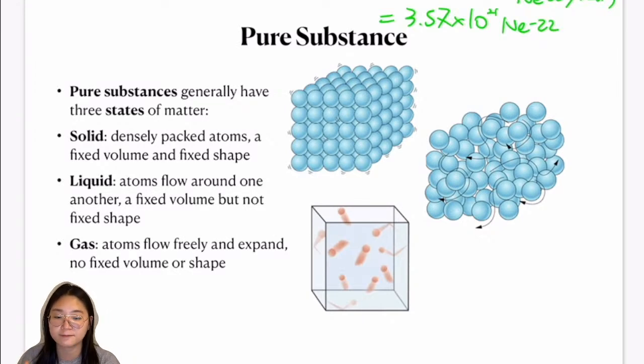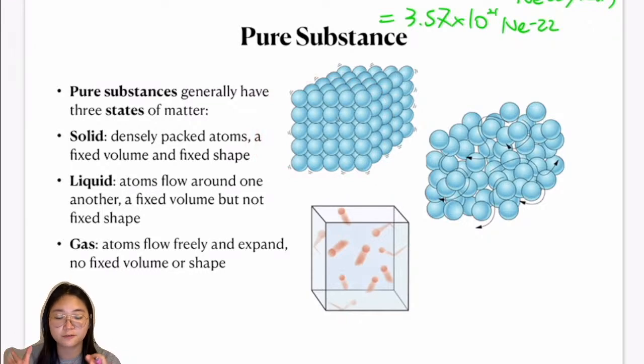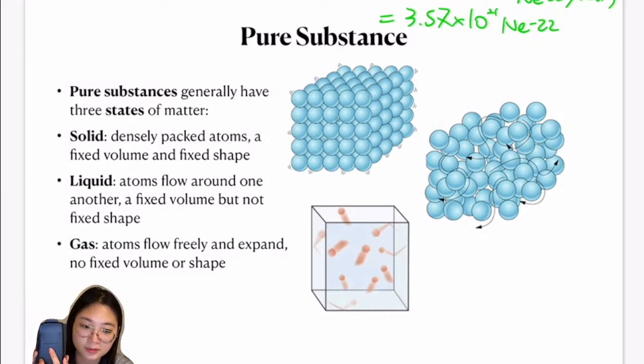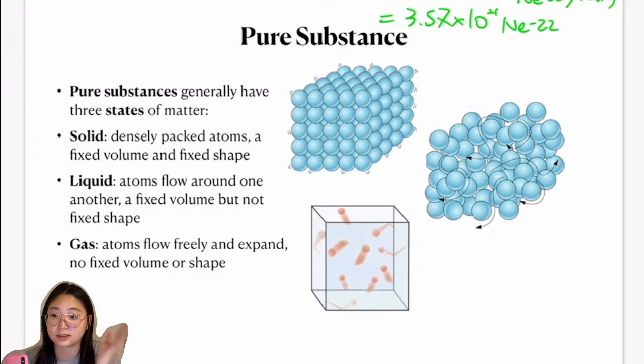How we differentiate between these 3 states depends on how the atoms or molecules are arranged relative to each other. For the solid, we call it solid because it has a fixed shape and a fixed volume. Let's say this calculator is plastic, or this is rubber. This is the phone case for my iPhone. Both of them are considered solid.